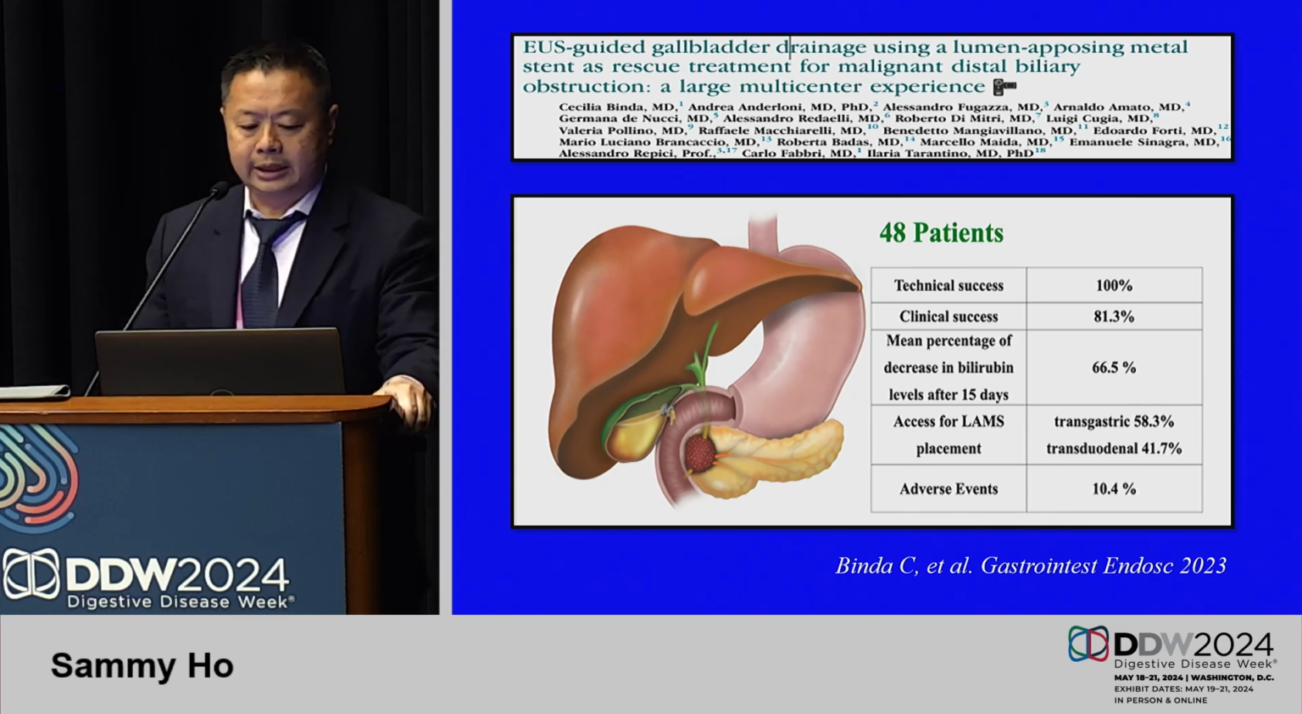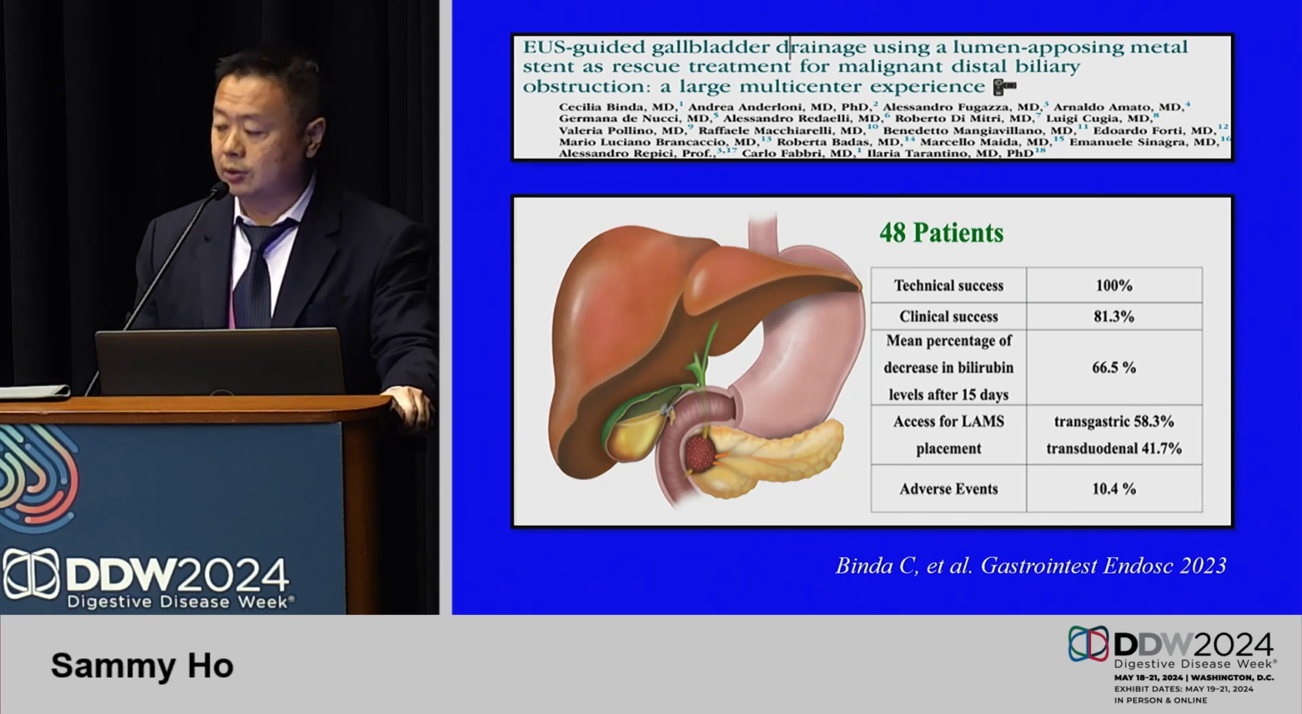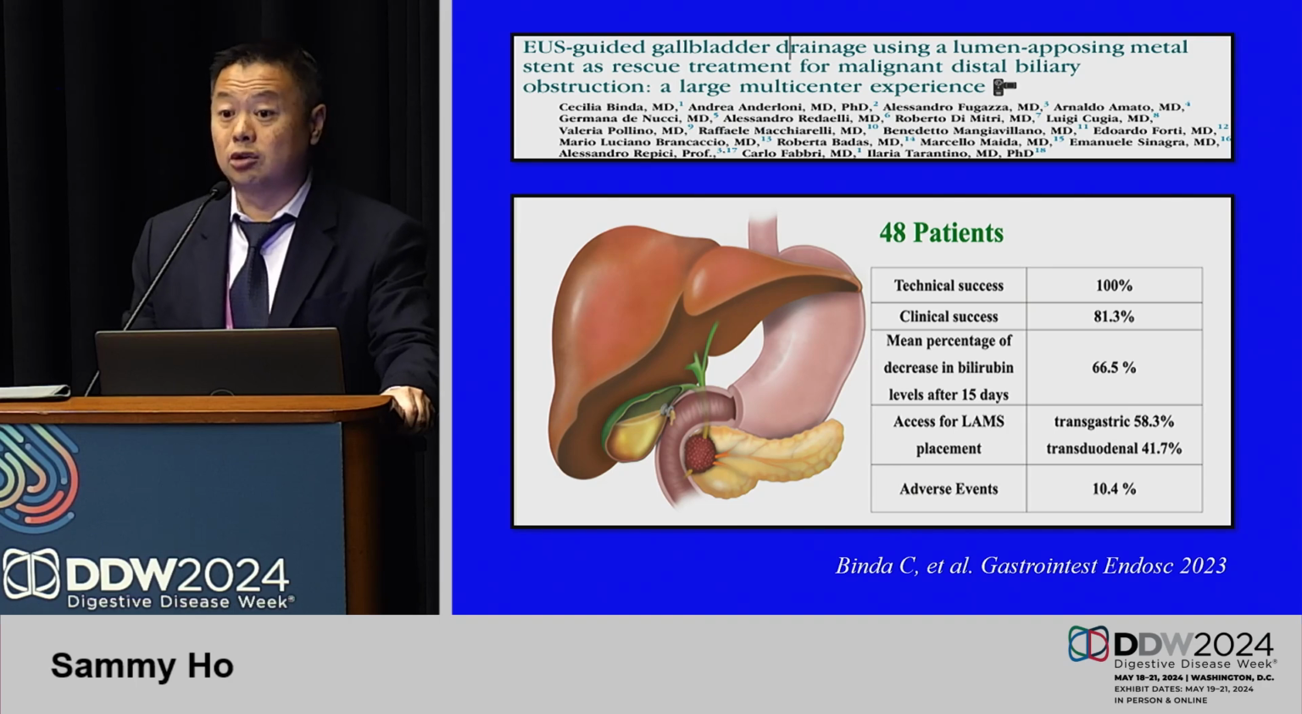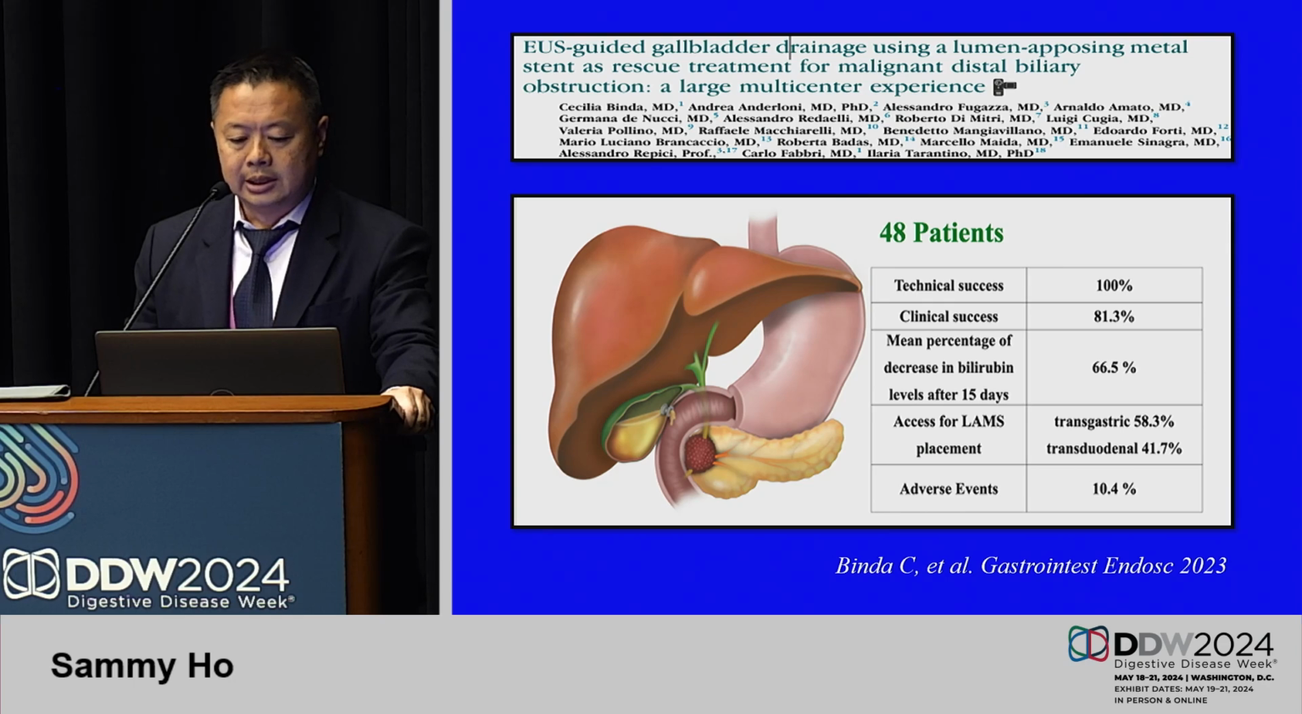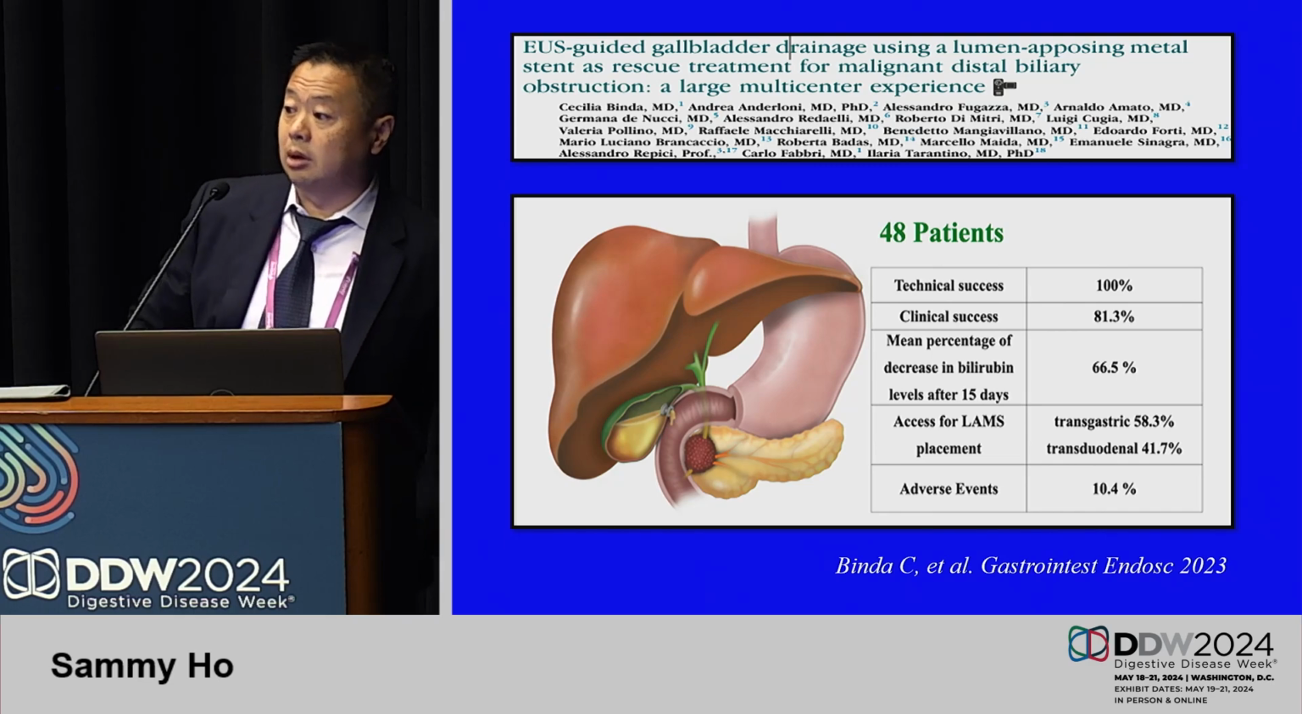In this study, looking at draining the gallbladder as a rescue therapy, 48 patients with obstructive jaundice, ERCP failed to gain biliary access, and they placed a lumen opposing metal stent into the gallbladder to kind of indirectly drain the biliary tree. Success rate technically 100%, clinical success 81%, and the mean percentage decrease in bilirubin after 15 days was 66%. So this is kind of what I do in my practice also.